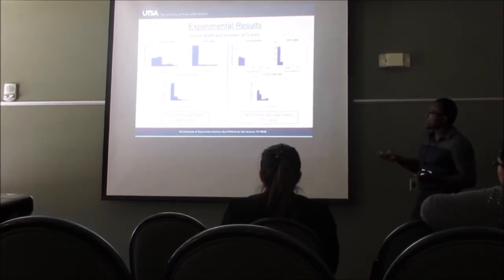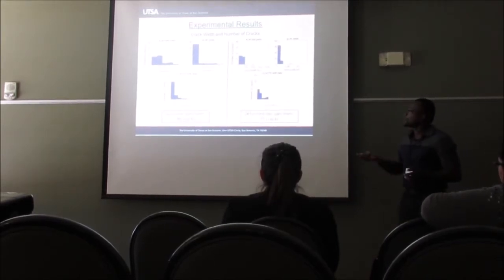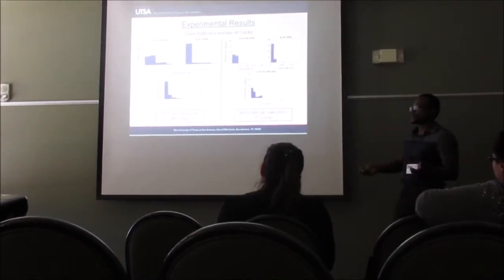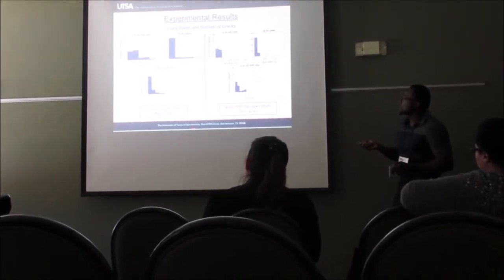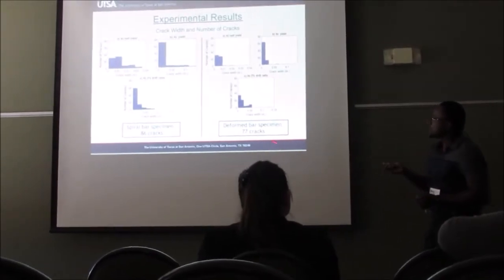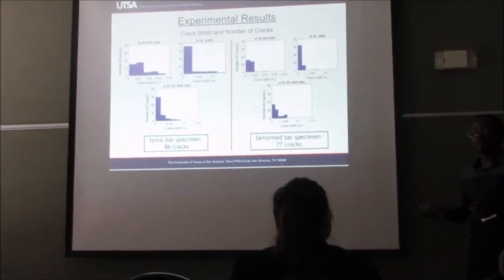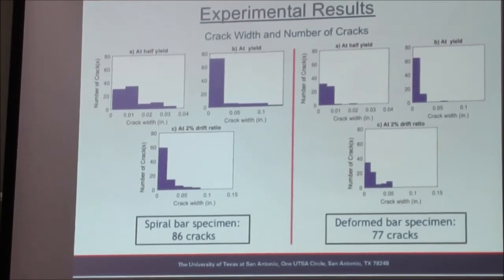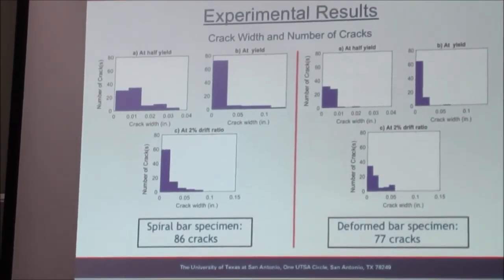But when we compare with the regular deformed bars, you saw that we're able to meet the criteria set by the American Concrete Institute because these bars are being used currently. And the difference in cracks, there was a total of 86 cracks in the spiral bars and a total of 77 cracks in the regular deformed bars. In terms of difference, that's not really a big difference, because the difference of 9 cracks in one member is not really considerable.